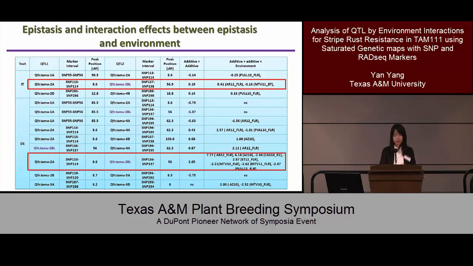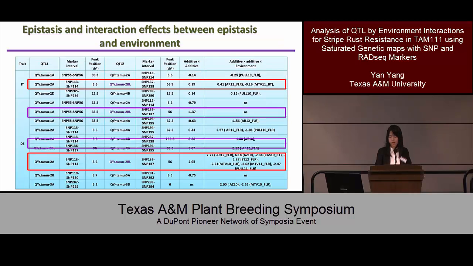Here we present the 2BL QTL with significant interaction with QTLs on the 2A chromosome. Both show up in infection type and disease severity. But for the trait disease severity, these QTLs also show significant interaction with 1A and 4A.